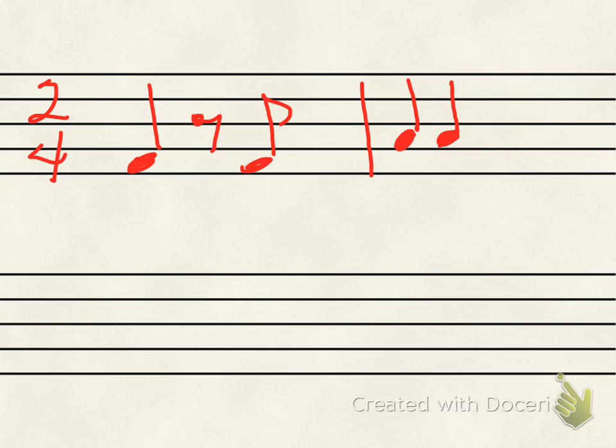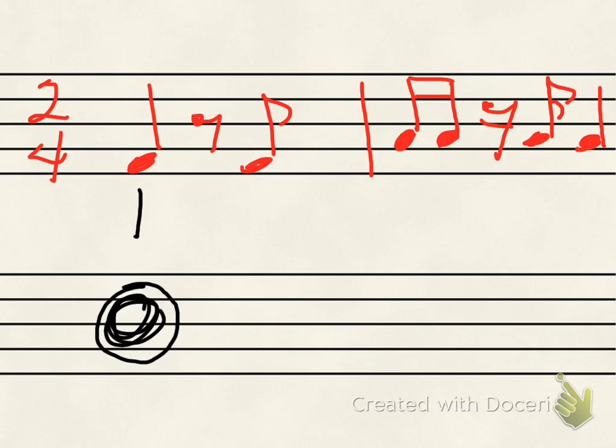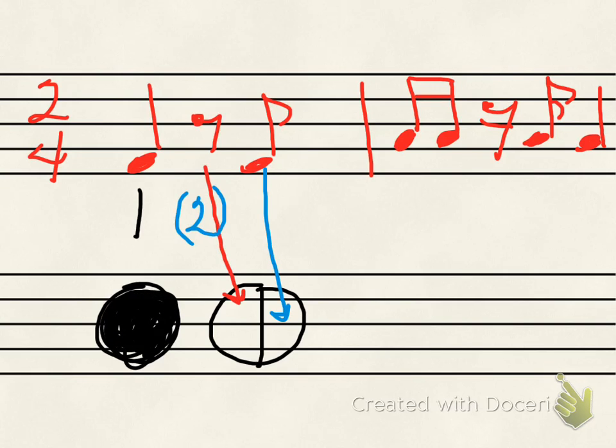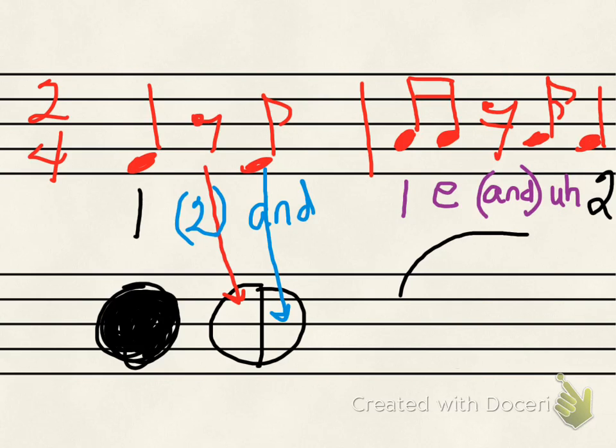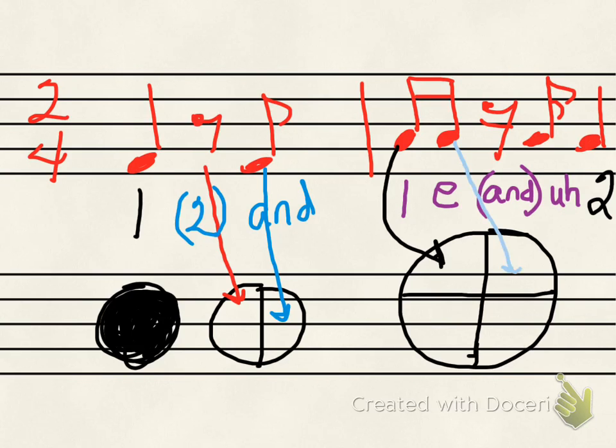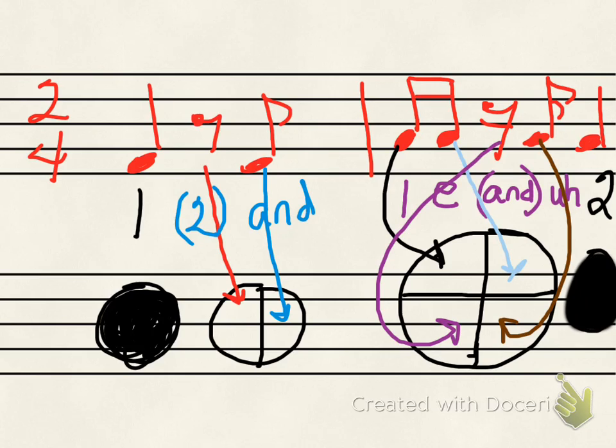Okay, let's look at 2 measures that's in 2/4 time. Notice how the 16th notes are drawn a little differently, and we are introducing the 16th rest. The first measure has a quarter note, 1 beat. The 8th note and 8th rest make up the second beat. And notice how they relate to their pie.